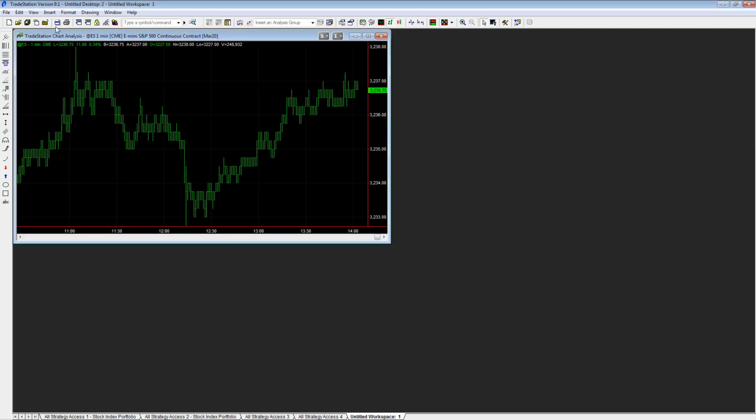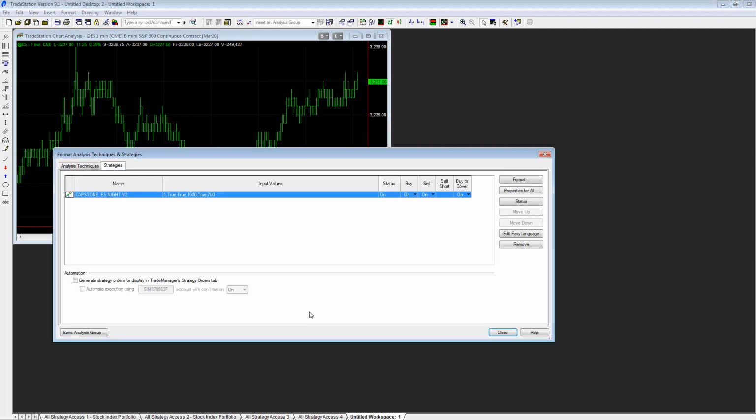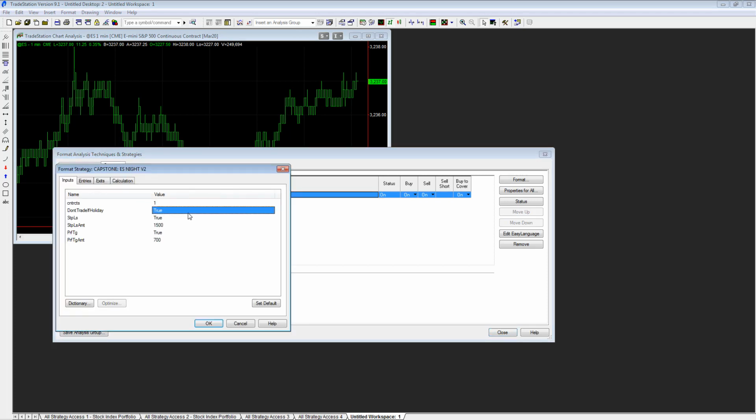So once that's loaded, I'm going to go to Insert Strategy and your window will open. I'm going to insert Capstone ES Night V2. Select OK. And that is the default inputs. We have this new input: don't trade if holiday, true. Stop loss, true. 1500 stop loss, $700 profit target.